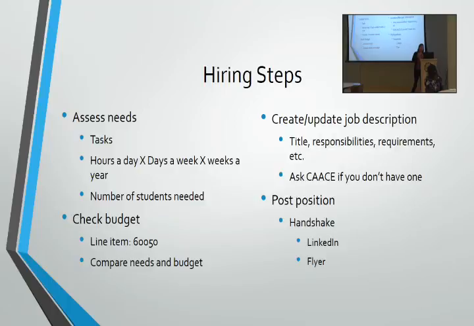extrapolate that out. Checking the budget, the line item is going to be 60050. So usually departments don't really have anything to do with those 6,000 numbers, but in this case, you'll want to keep an eye on that, because you want to try and keep your student employment budget in line with what you have. And if you're consistently going over, take a look at where you may be able to adjust that.